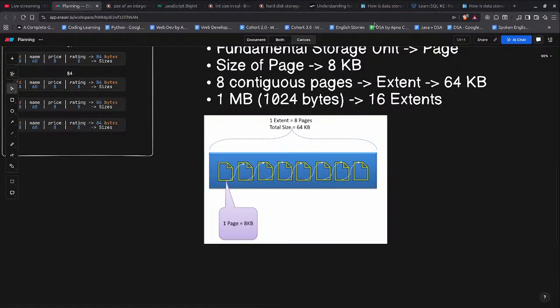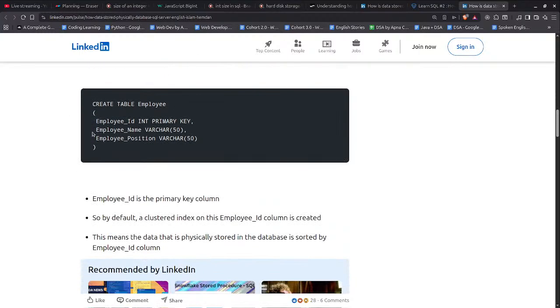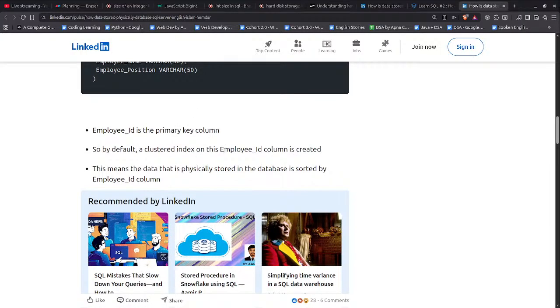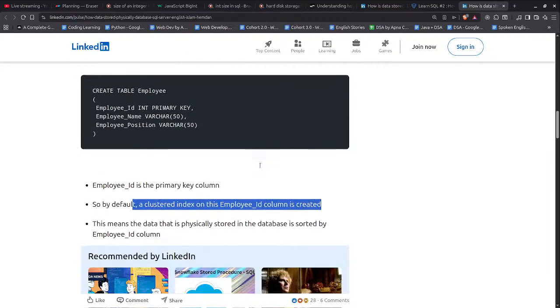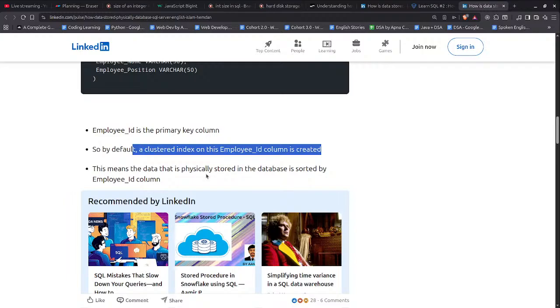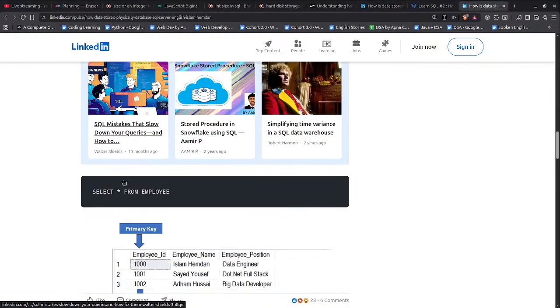Going to the next one. Here we are. Create table with employee ID, employee name, and employee position. Suppose this is the table that's actually being created. The first one is going to be the primary key. The last two are strings, varchar 50, that's the size they have. So employee ID is the primary key column. By default, a clustered index on this employee ID column is created. If that is a primary key, it will automatically be indexed. This means the data that is physically stored in the database is sorted by the employee ID column. That makes sense.